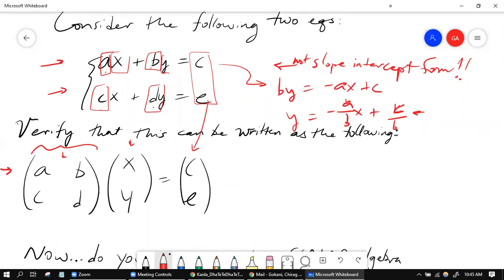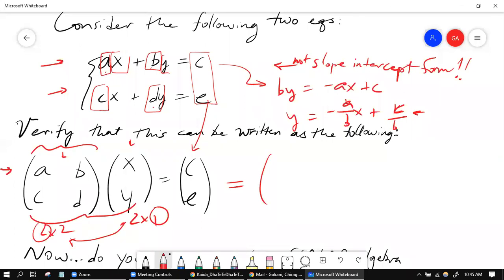Let's verify that we get the same thing. So how would you multiply this out? First of all, what's the dimension of your answer? 2 by 1. Right, because you take the outer numbers, and you know this is a valid problem because the dimensions of the inside numbers match. So yes, 2 by 1.